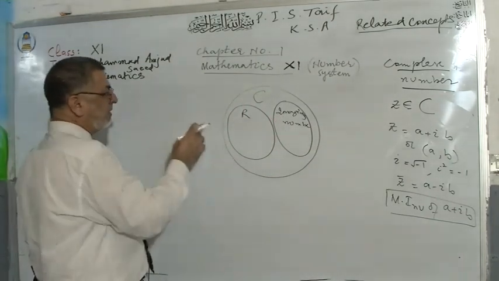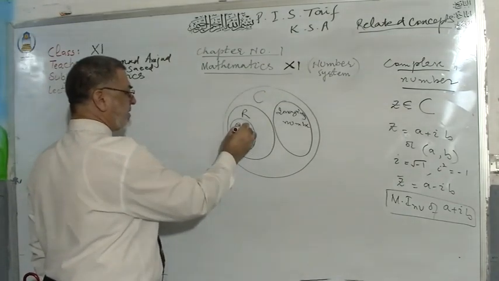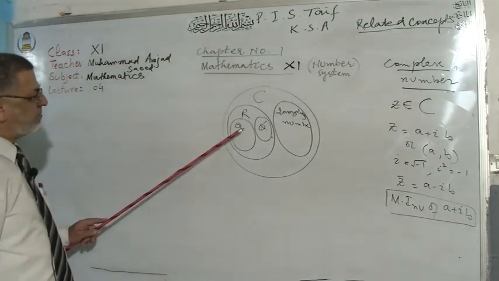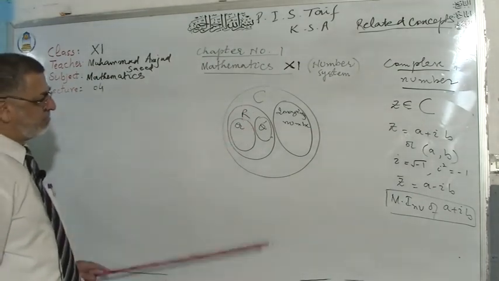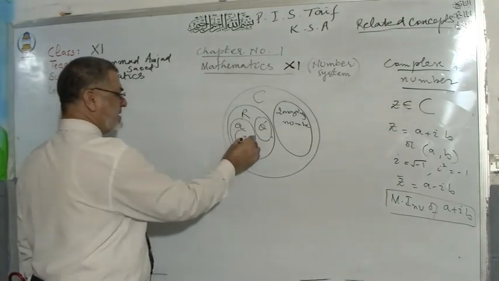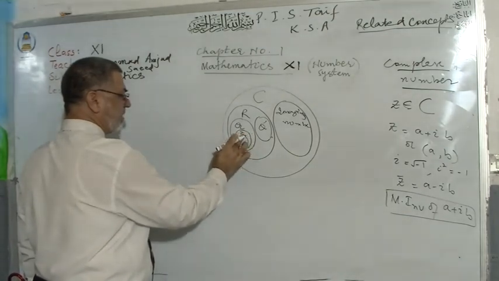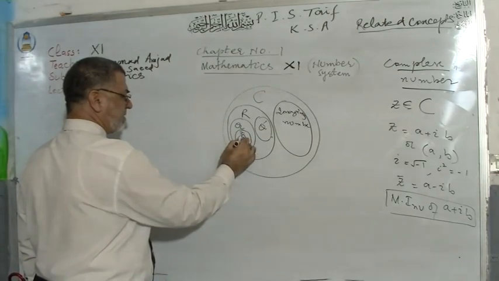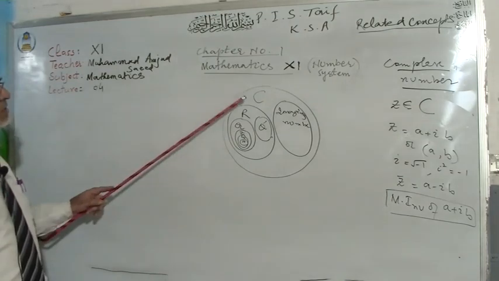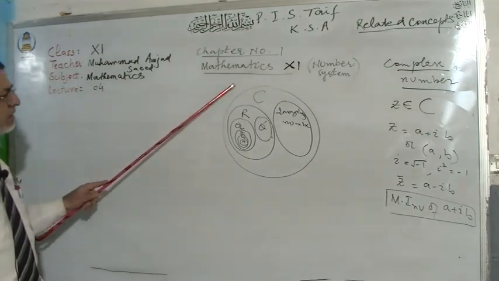In set of real number, we further have set of rational number and set of irrational number. In case of set of rational number, we have set of integer, set of natural number, set of whole number, then set of natural number, then odd number, and then set of even number, etc. So set of complex number is the largest set of all the sets.